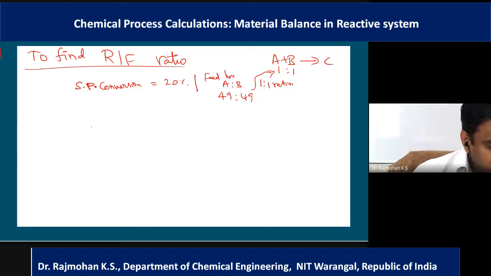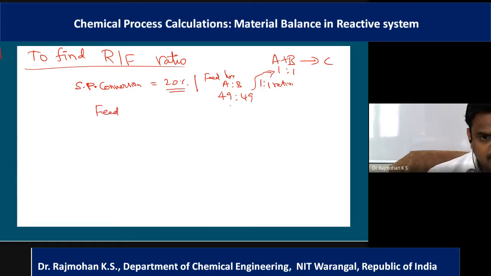Now the recycle stream is 80%, because a single pass conversion of 20% means the recycle stream will contain 80% of the A and B present in the feed. So in the feed, what is the amount of A?